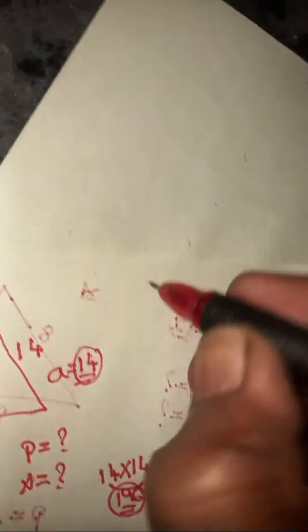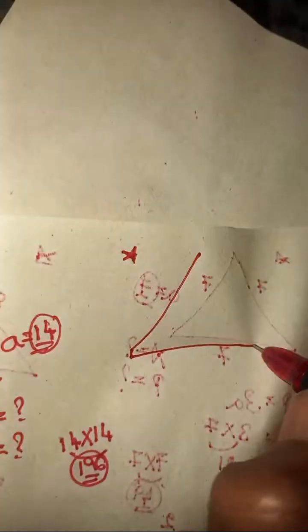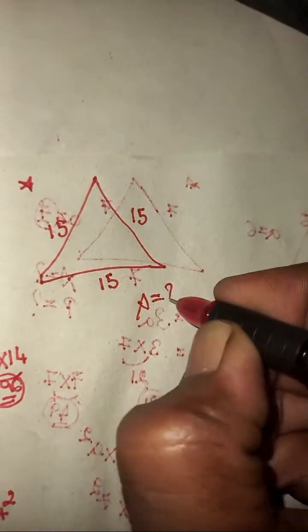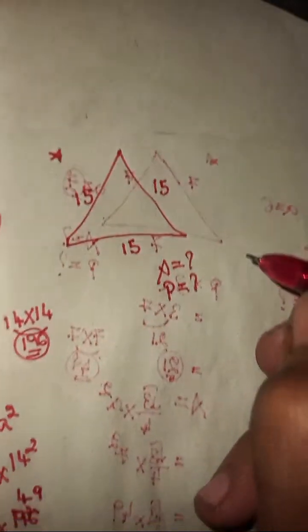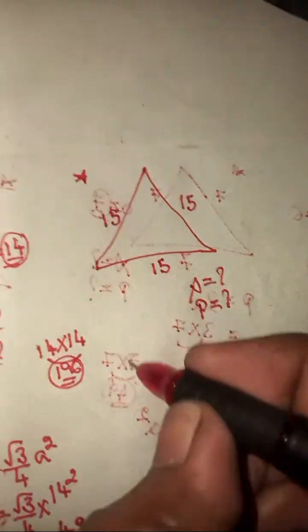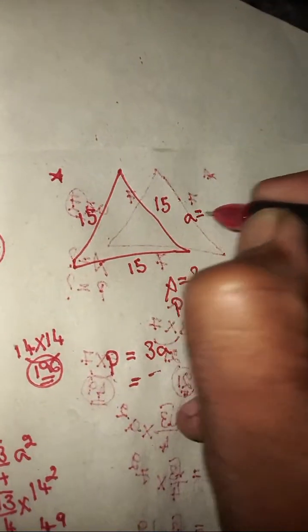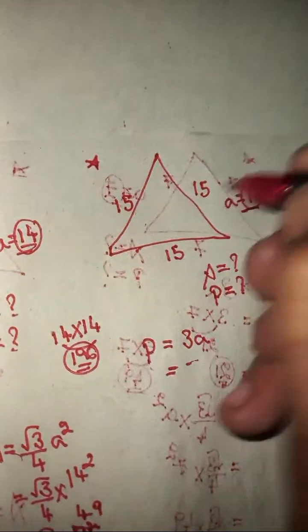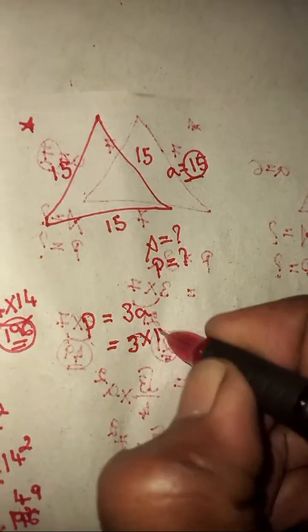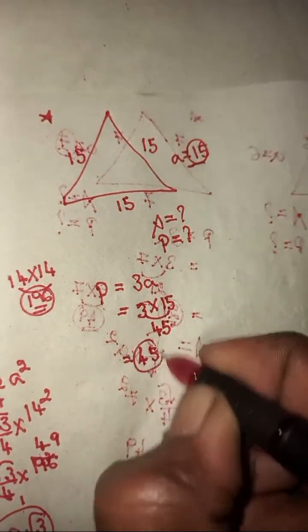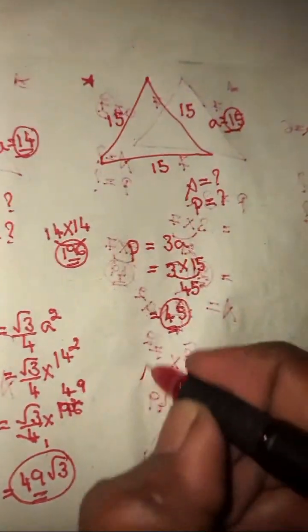And let's take one more triangle. In this triangle, they have given us 15 units. All sides are equal to 15 units. Here also you need to find what's the area and what's the perimeter. You can find perimeter as 3 times of side length, that is side length is 15 units. All sides are equal to 15. It is 3 times of 15. 3 times of 15 is 45. So 45 units is the perimeter. Now let's find out the area.